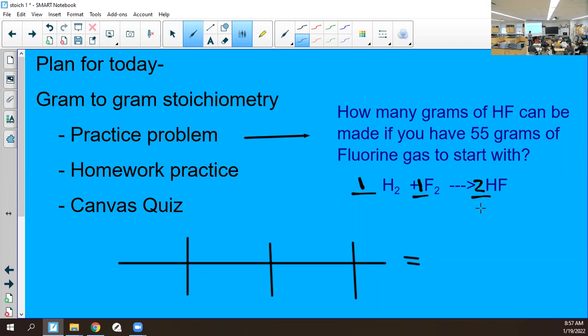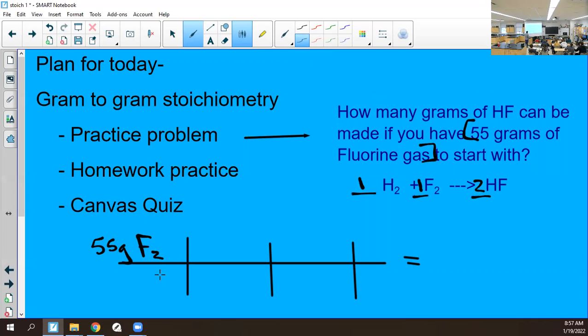Now, I did not expect this to go perfect because it was the last thing we did yesterday right at the end. But by the end of today, I expect this to go perfect. Those are my expectations, they're not too high. So hopefully everybody knew what to start with, and that was 55 grams of fluorine gas. Now, when I said usually tons of people do the same wrong thing, it's right here. Fluorine is diatomic, right? That's going to matter when we find this.